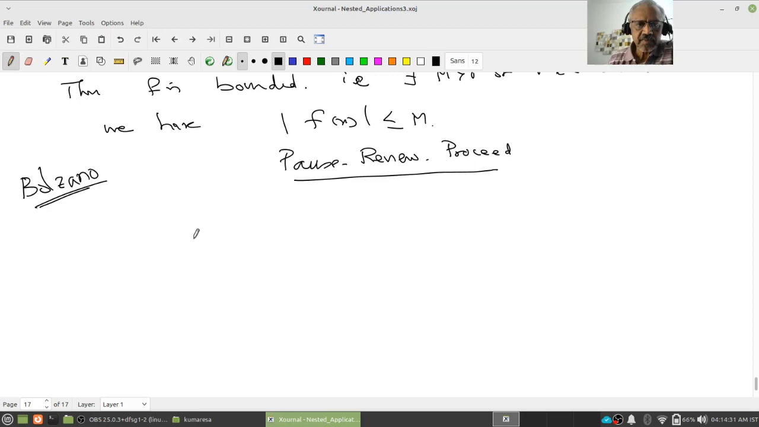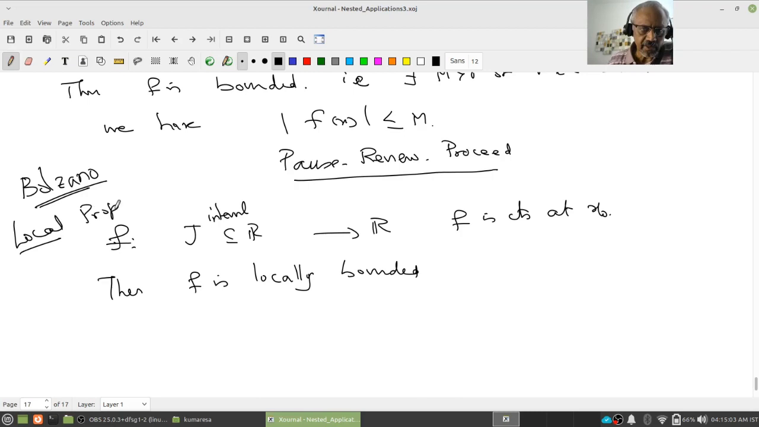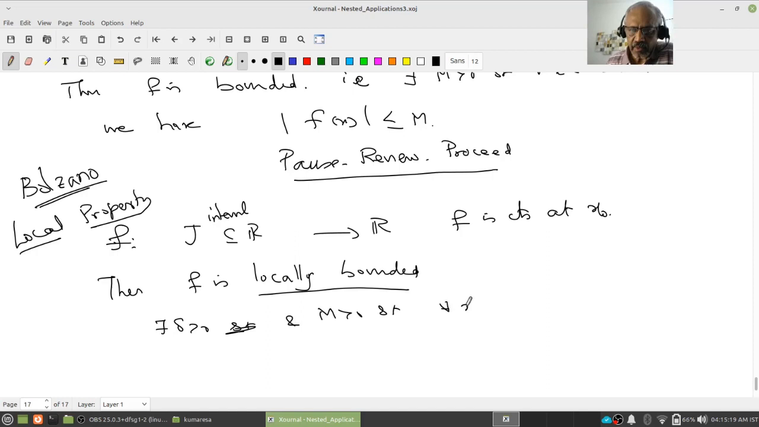When I want to say it's locally bounded, suppose f from some interval J in R to R, and assume f is continuous at x naught, then f is locally bounded. This is a local behavior, or local property. So what do I mean by this? That means there is a delta positive and M positive so that for all x in J with |x − x naught| less than delta, we have |f(x)| less than or equal to M.